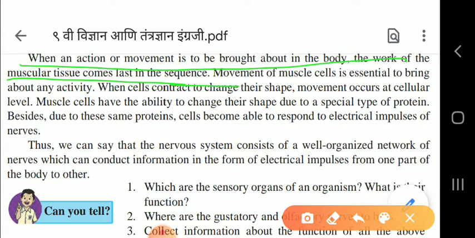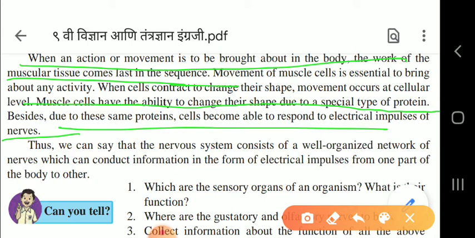So this point you have to underline, that muscle cells have the ability to change shape due to some special type of protein. Due to this type of protein, the cell becomes able to respond to the electrical impulses of the nerve. Now, we can say that the nervous system consists of a well organized network of nerves, which can conduct information in the form of electrical impulses from one part to another. So this also you have to underline, children, it is an important part.